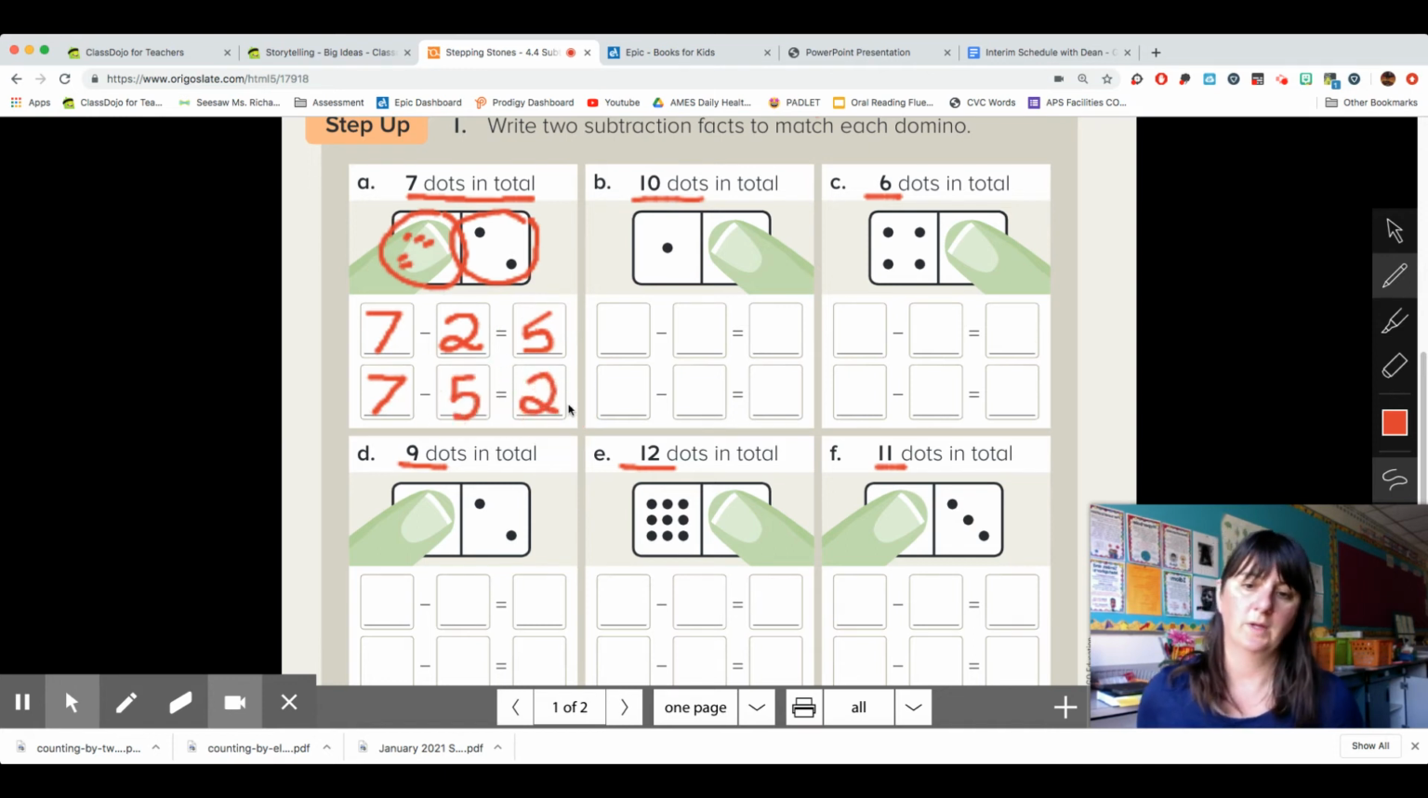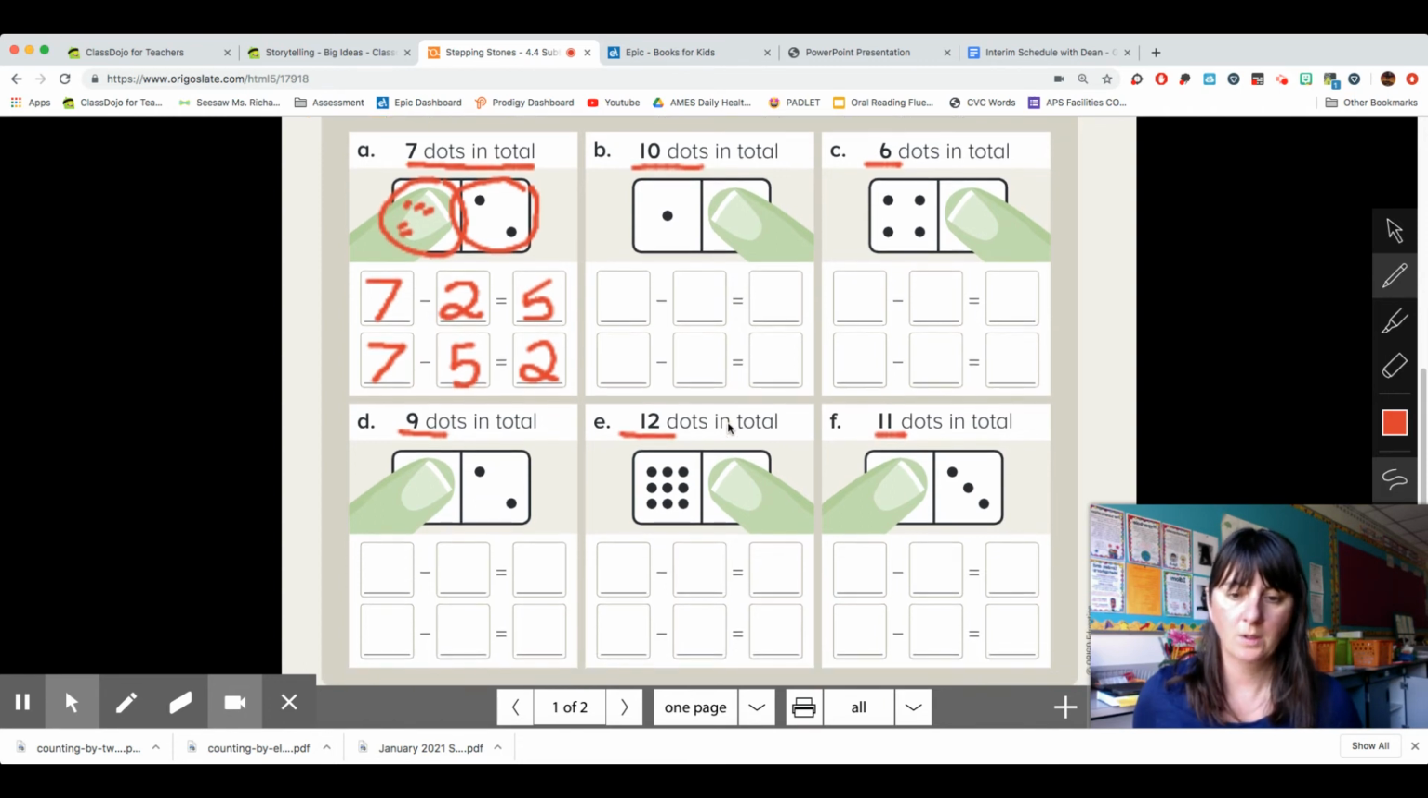Let's do one more of those together. Let's go down and do letter E. 12 dots in total. So 12 is going to be the largest number, and it goes at the beginning of each equation. And we have 9 here, 3, 6, 9. So 12 minus 9 is going to equal something here, and 12 minus that missing number is going to equal 9. Here we're going to start at 9, and we're going to count up to 12. So 9, 10, 11, 12. We counted up 3. So 12 minus 9 equals 3. 12 minus 3 equals 9.